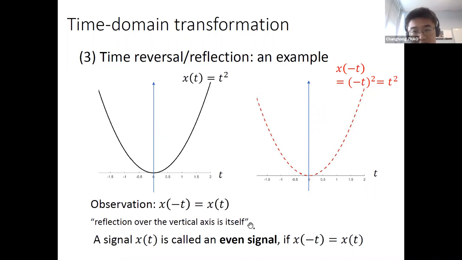And intuitively it means the reflection of this signal over the vertical axis is just itself. We call this kind of signal an even signal. So the formal definition of an even signal is this: a signal x of t is an even signal if x of minus t equals x of t.